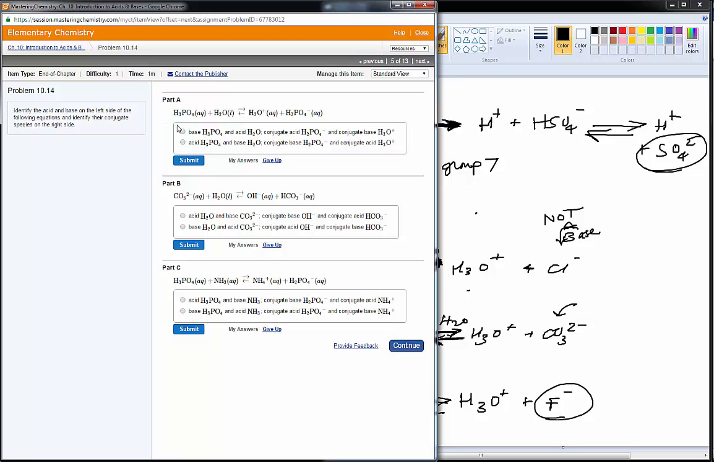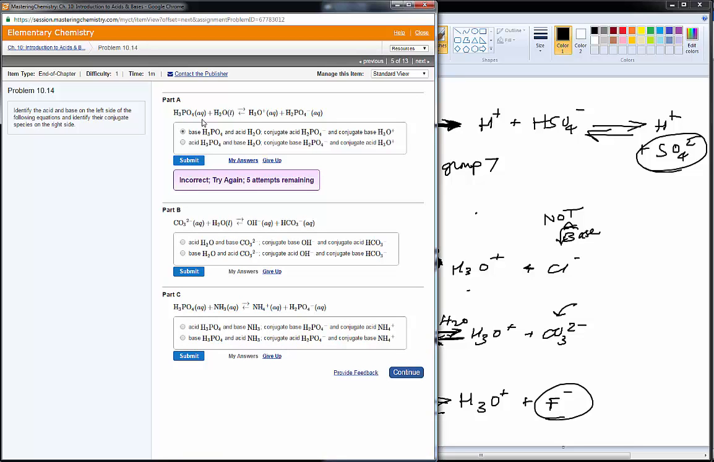Okay, which is what? We've got H3PO4 and H2O. The H3PO4 forms H2PO4 minus, so it has lost an H plus. I'm sorry, brain fart moment. H3PO4 goes to form H2PO4 minus. It has lost an H plus. Therefore, having donated the hydrogen, that makes it the acid. Okay, that's what I've been saying.